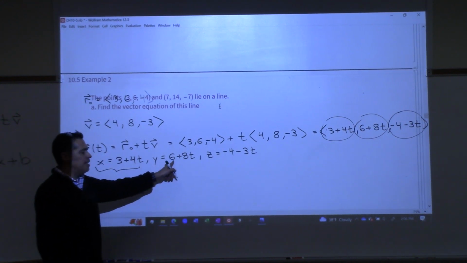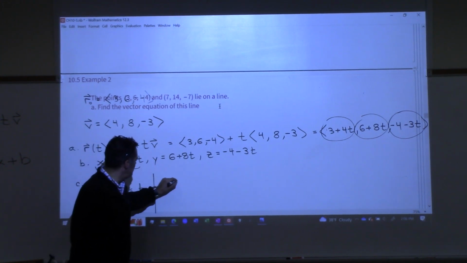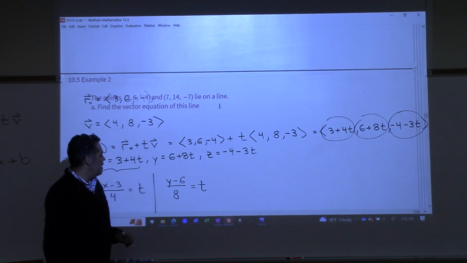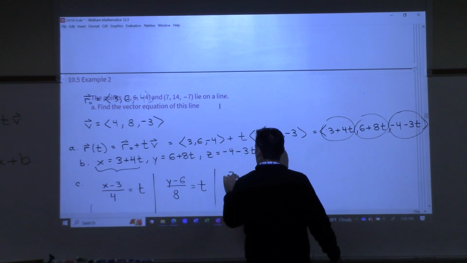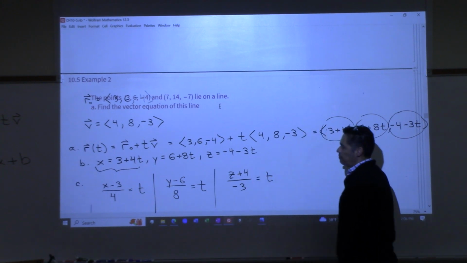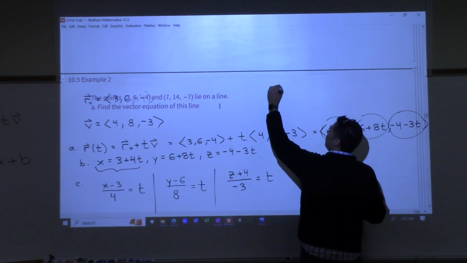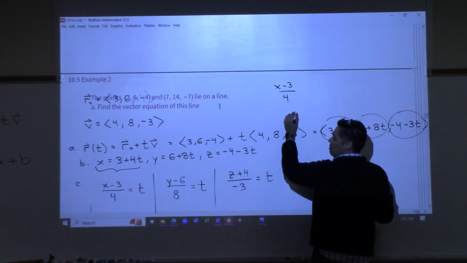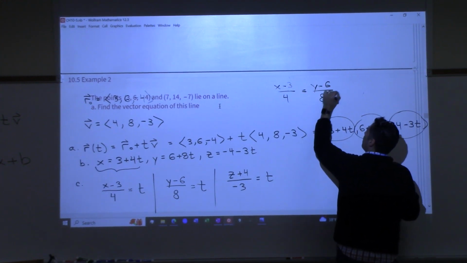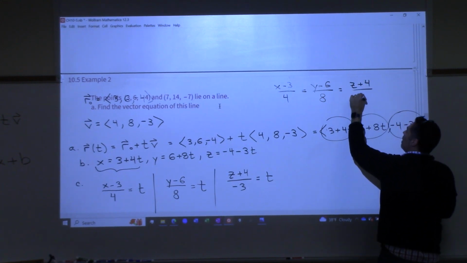And then this one, move the 6 over and divide by 8. So this is my other equation. y minus 6 over 8 equals t. And then lastly, z plus 4 over negative 3 equals t. Those are all equal to one another, so I'm going to put that up here. x minus 3 over 4 equals y minus 6 over 8, but equals z plus 4 over negative 3.